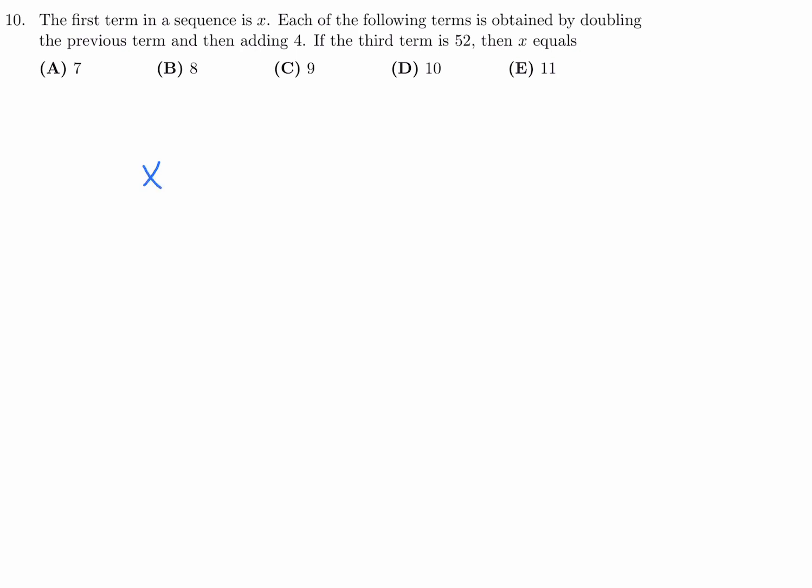How do we get the second term? We have to double the first term and then add 4. How do we get the next term? Well, double this term. So 2x plus 4, I have to double that and then add 4. And they tell me that this is 52.